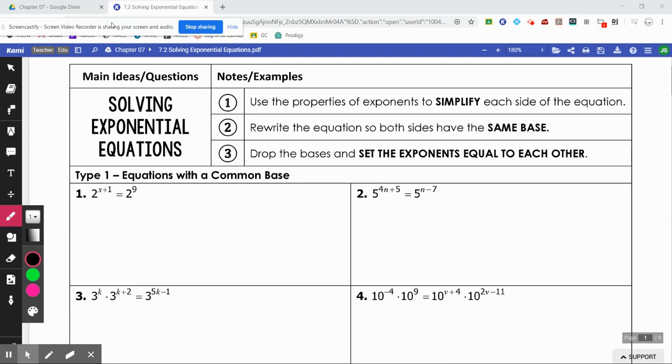Okay, in this video, we're going to start solving some exponential equations. Now, let me go ahead and warn you that not every exponential equation can you solve the way that we're going to solve in this video. These are only going to be ones with common bases.